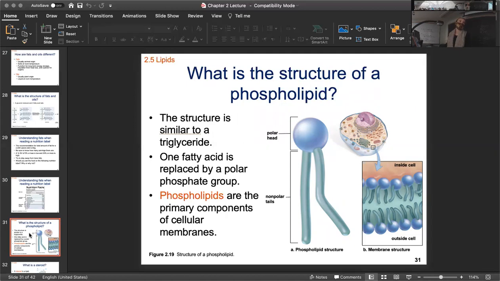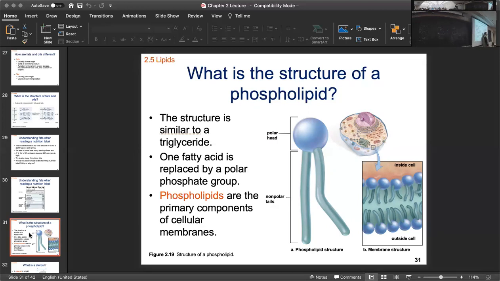So when I look at the word phospholipid, it makes me think that there should be something of a phosphate and there should be a lipid. Well, we know that the structure is similar to a triglyceride. One fatty acid is replaced by a polar phosphate group, and the phospholipids are the primary components of the cellular membrane. So we have a cell, like an animal cell, and around the outside is your cellular membrane, and that cellular membrane is made up of these phospholipids.